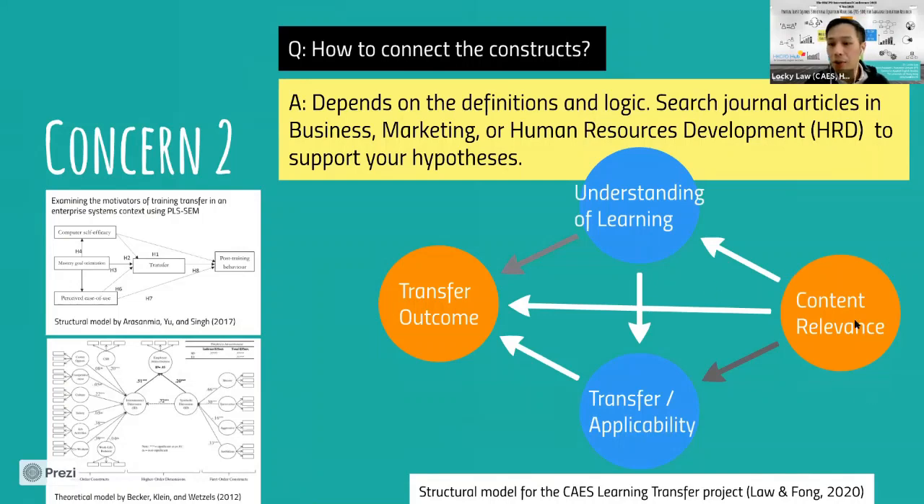For our case, we can say that the relevance of the quantity of the learning materials, the course materials under content relevance, will affect the understanding of learning of the students. So we have the first white arrow, and then the understanding of learning will affect the transfer, and transfer will also affect the outcome. That's why we have the arrows pointed as such. Could it be the reverse direction? If that doesn't make sense to you, then it shouldn't be like that.